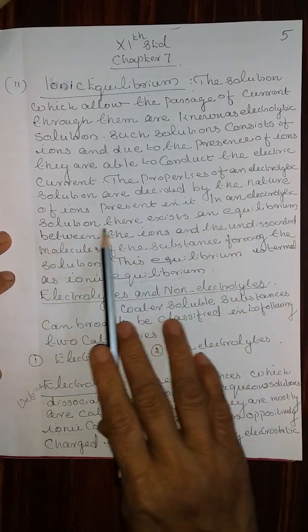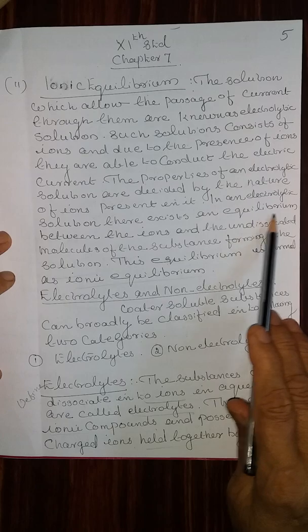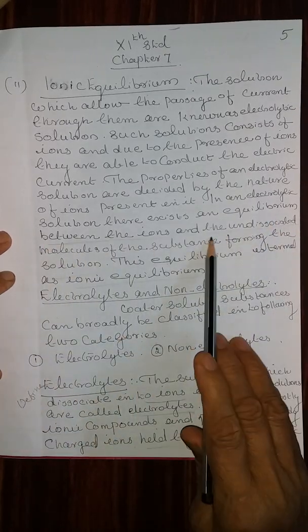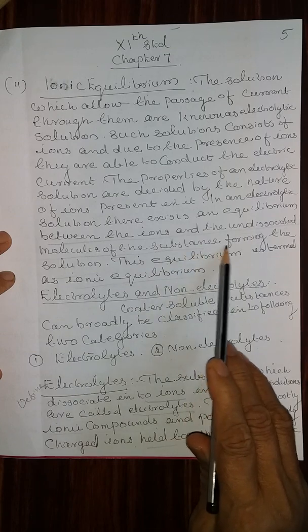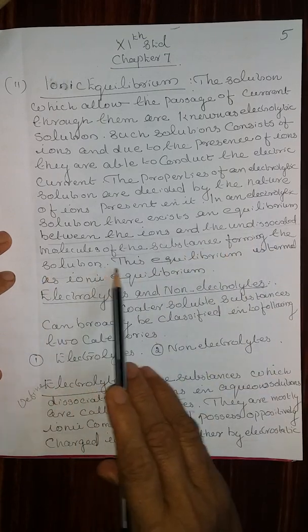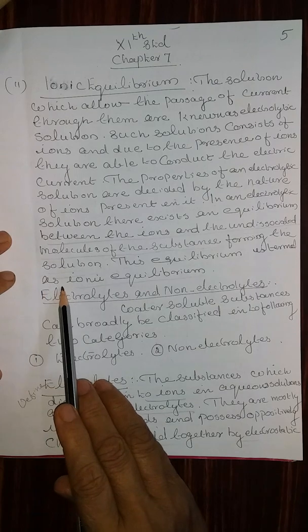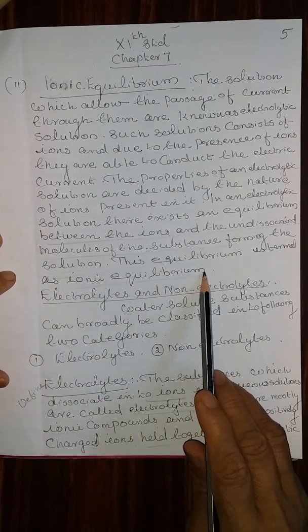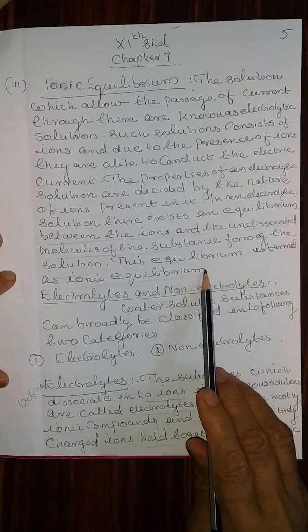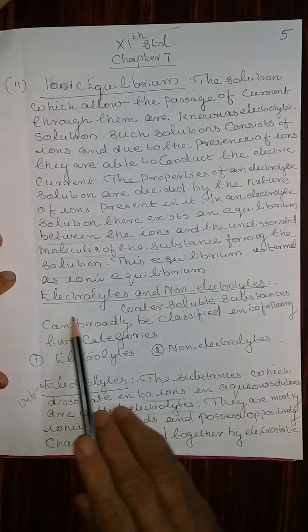In an electrolytic solution, there exists an equilibrium between the ions and the undissociated molecules of the substance forming the solution. This equilibrium is termed as ionic equilibrium. That means the equilibrium between the ions and the undissociated molecules.